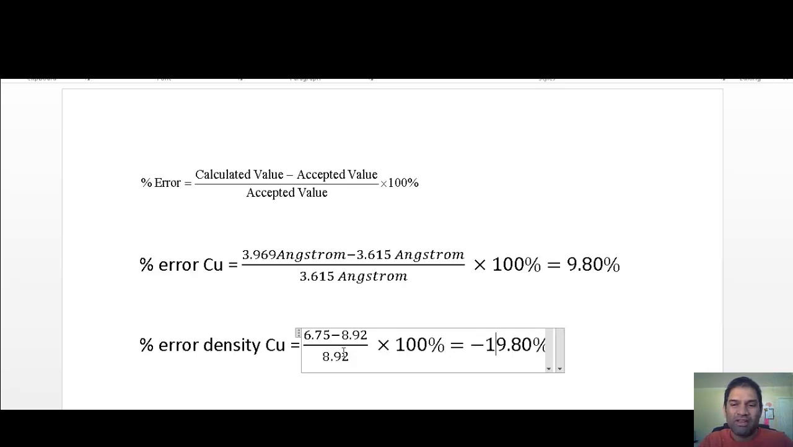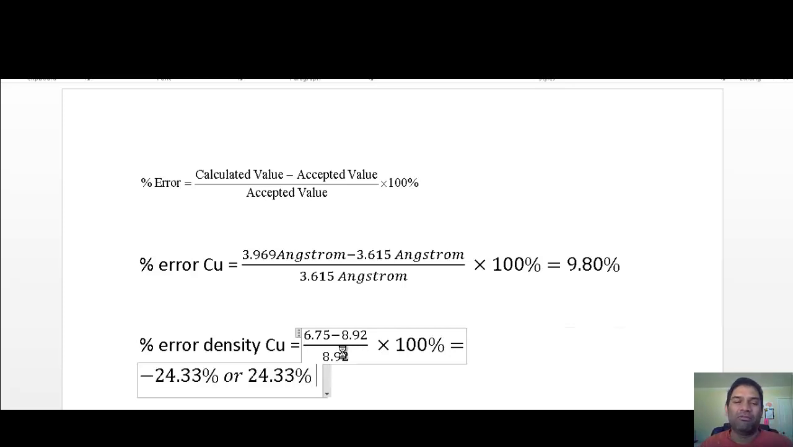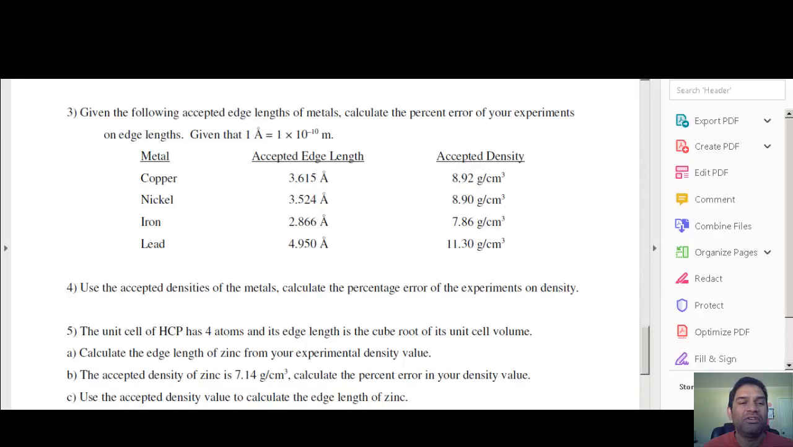minus 24.33% error. So again, like I said, you can take the absolute value if you want. It really doesn't matter. So that's my percent error for the density of copper. So I got the percent error for the edge length. I put 8% percent error of the density for copper. So you'll do the exact same thing for nickel, iron, and lead.